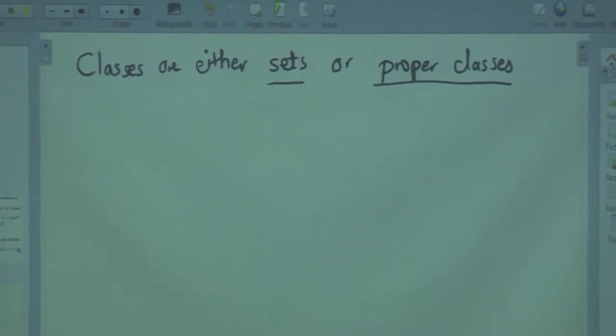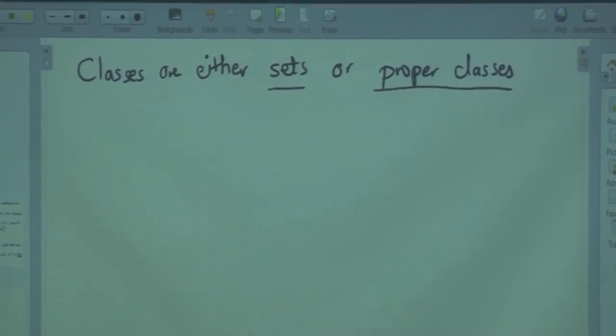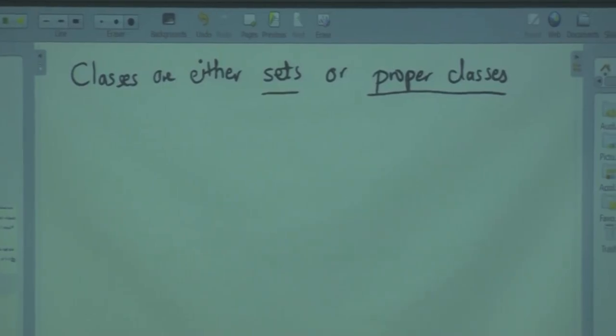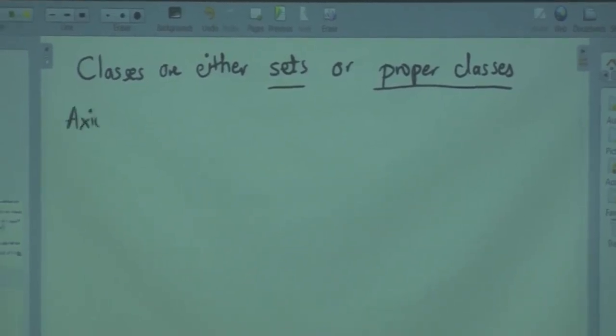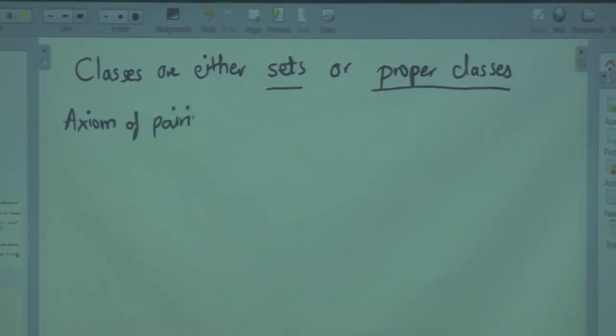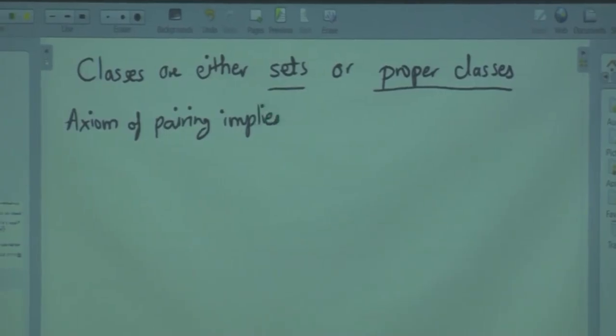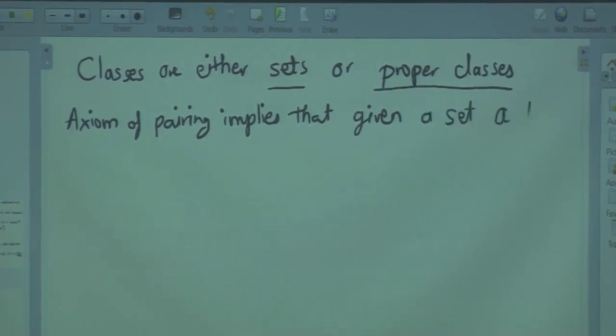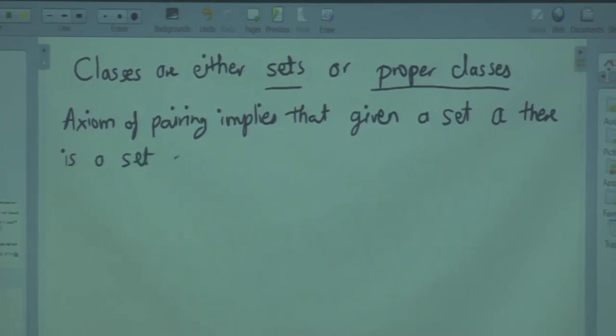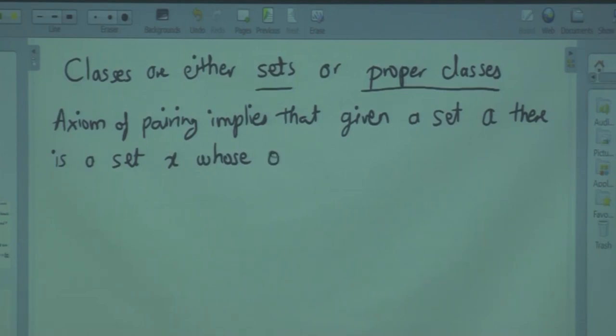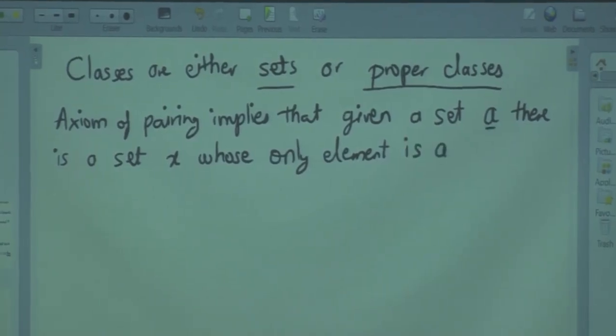So, given any set, any single set, you can always construct the singleton set, correct? So, there is something called axiom of pairing. So, axiom of pairing implies that given a set A, there is a set X whose only element is A. Yeah, which means X is equal to singleton A. This is nothing new for you. Yeah, i.e. X is equal to singleton A.